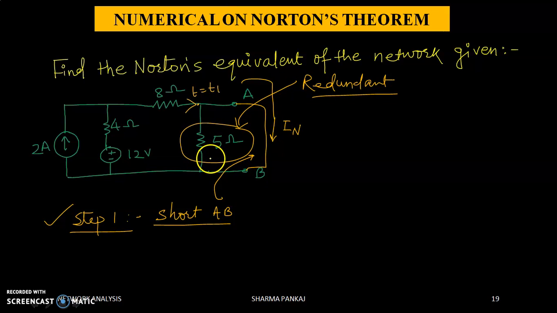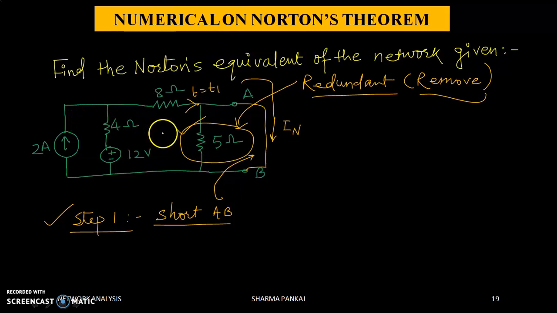So we are going to remove this. Please remove it, because it will not participate in the circuit as we have short circuited the terminal AB. Now the circuit will be like this. The circuit will be without this 5 ohm resistor.